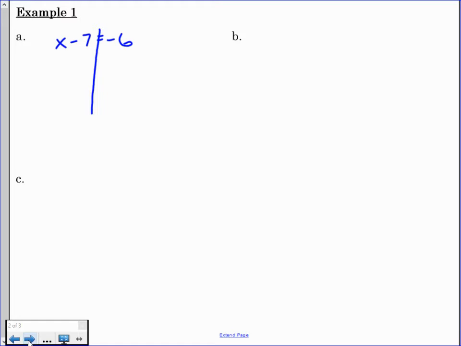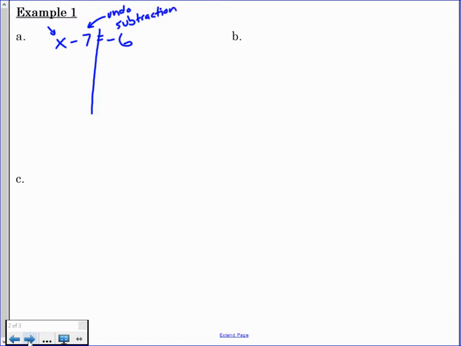Okay, here's what we need to do. We need to get x by itself. We need to end up with x equals something. X equals our solution. So to do so, I need to get rid of this minus 7. So right here, I need to undo this subtraction.